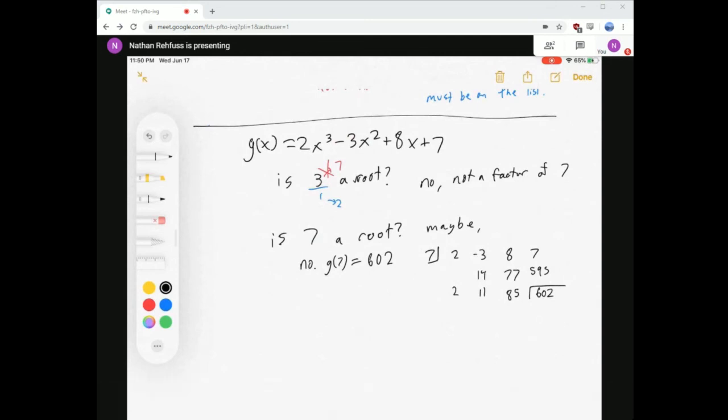So let's do another example. Now let's say f of x is, I don't know, what's this example even about?